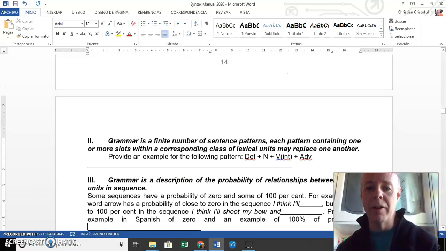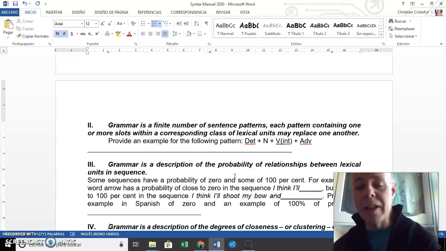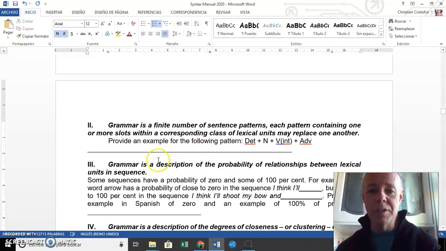What else is grammar? Grammar is a finite number of sentence patterns, each pattern containing one or more slots within a corresponding class of lexical units which may replace one another. Okay? Again, what is grammar? Grammar is a number of sentence patterns. Is the number infinite? No, it's restricted, limited. Actually, we're going to study 6 of them only, so super restricted. Okay? Each pattern containing one or more slots.